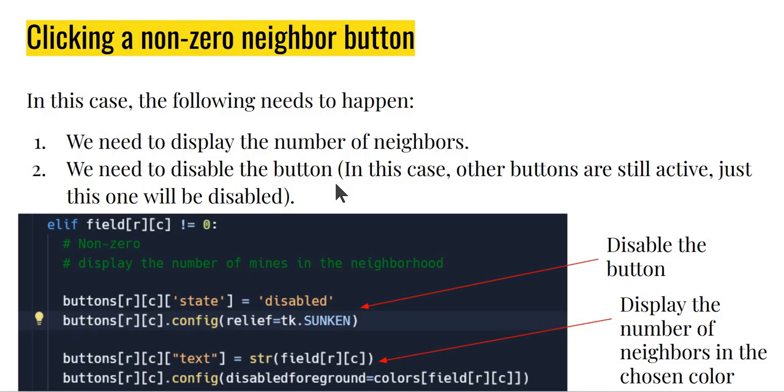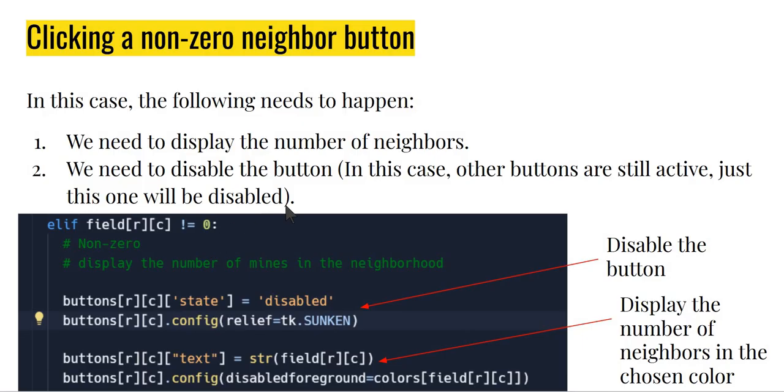What happens if I click a button which is not a mine, but which is a non-zero neighbor button? What I mean by that is that in the neighborhood of this particular button, there is at least one mine. The way we know this is this button's field value is not zero. Remember, this is an if, elif, else. So if it was 9, we have already taken care of that. Hence, what we are saying here is that this is basically non-zero. So we're just looking at the buttons now, which are not mines, and within that, I'm finding the ones which are a non-zero neighbor.